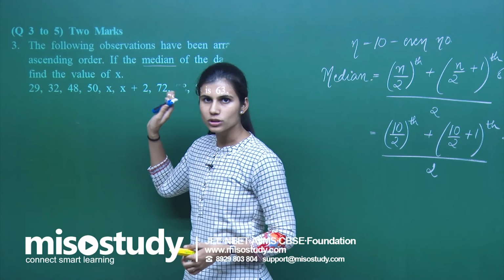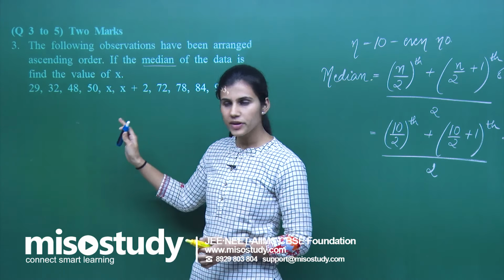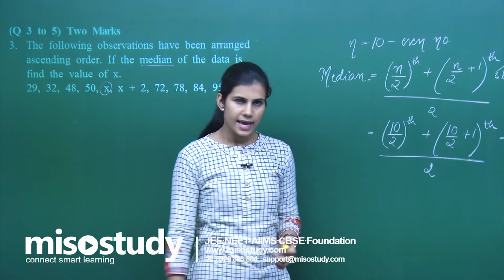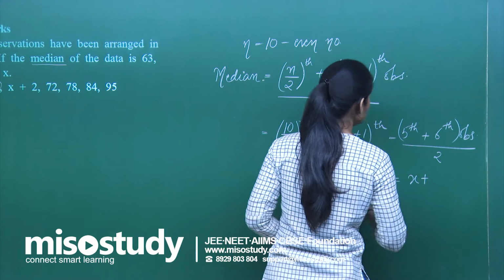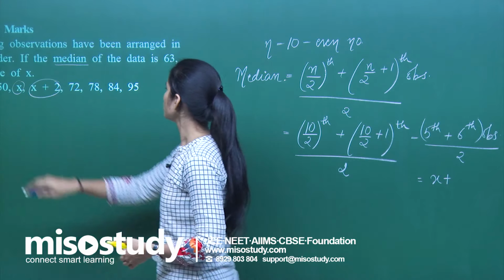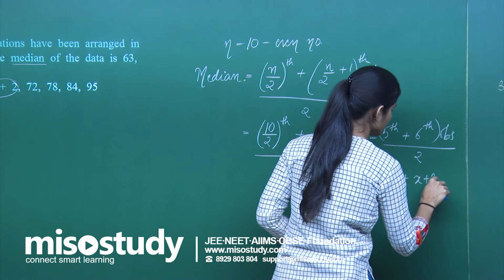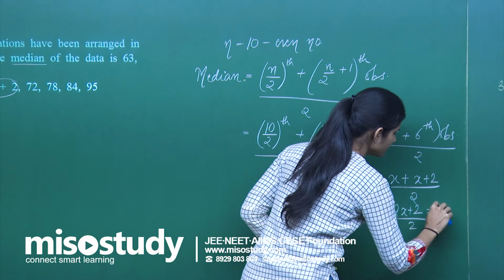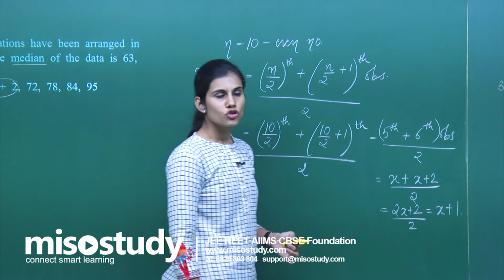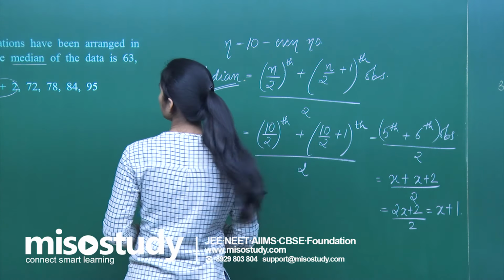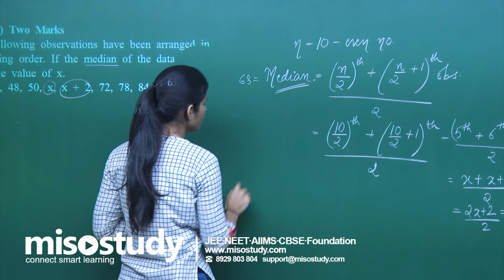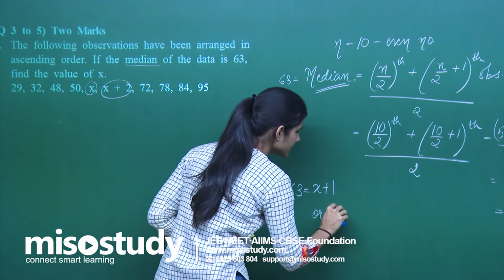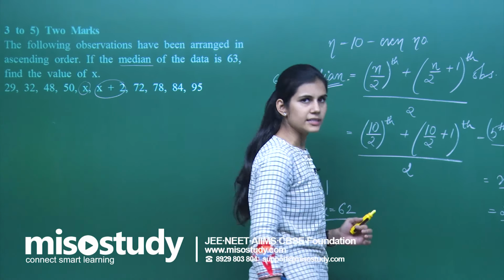What is the 5th observation? Count now. It's already arranged, so the positions of elements are now fixed. First, second, third, fourth, fifth. Fifth value is x. Sixth is x plus 2, upon 2. This gives you 2x plus 2 upon 2, which is x plus 1. So your median is coming out to be x plus 1, but median is already given to you as 63. So you are getting 63 equals x plus 1, or x is 63 minus 1, that is 62.